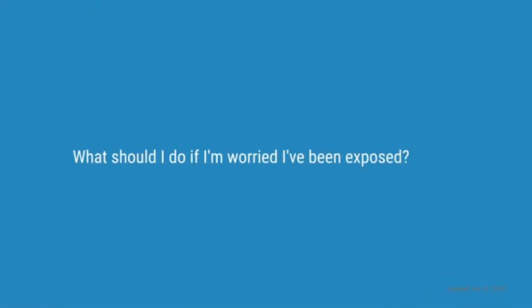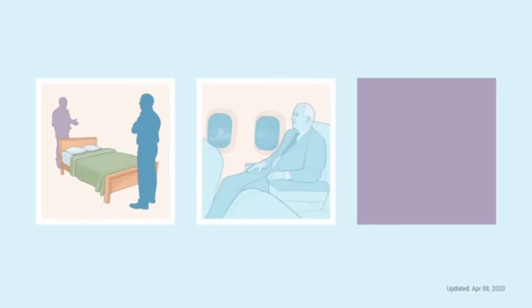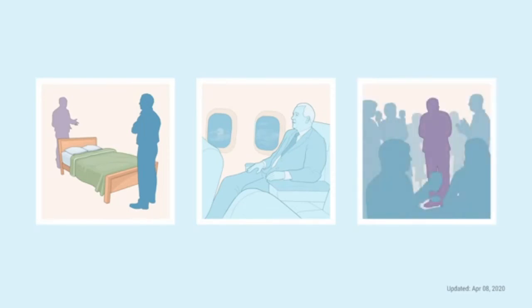What should I do if I'm worried I've been exposed? Your chances of exposure to the virus that causes COVID-19 increase if you are within 6 feet of someone who is infected, about the length of a bed away from them. You live in or have traveled to a location that has a lot of cases, or you were at a crowded event with someone who is infected, like a party.